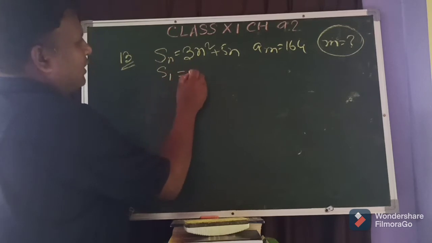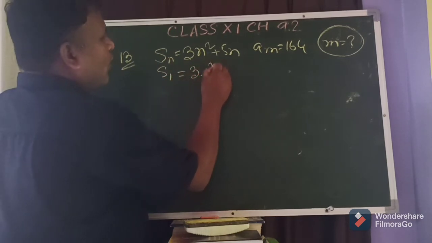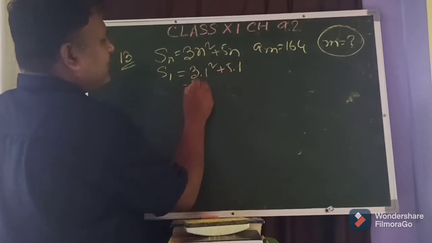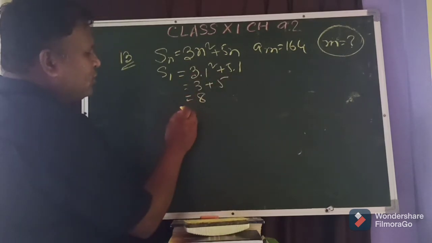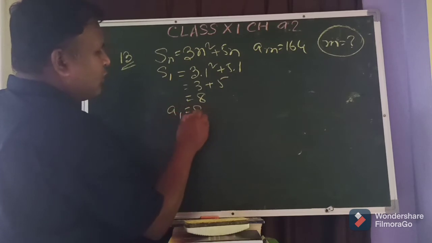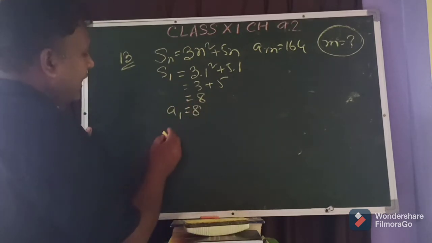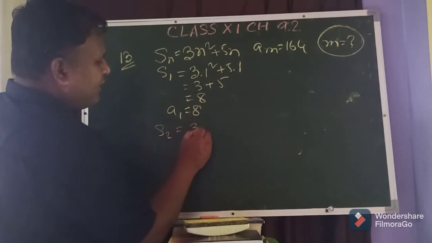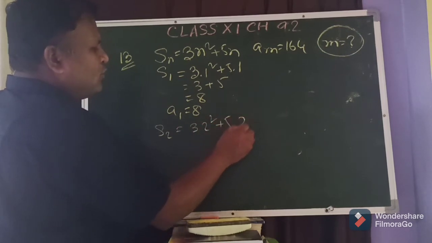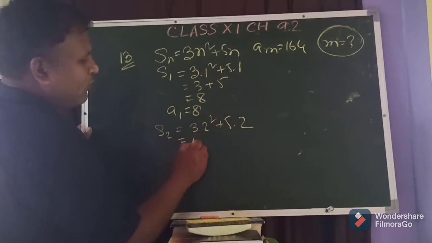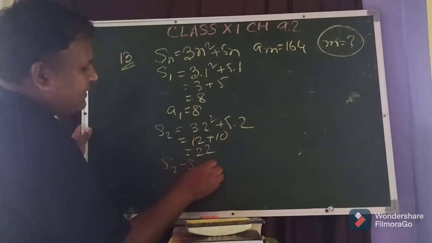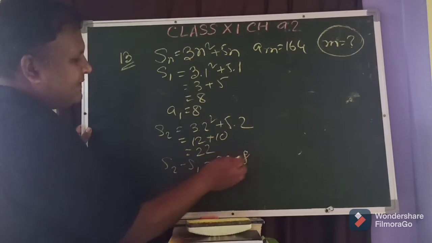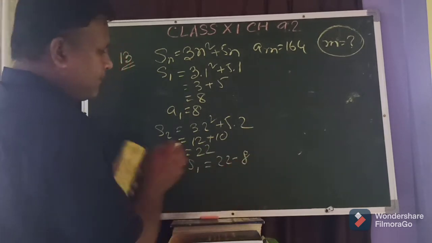This is s1, which is 3 into 1 square plus 5 into 1, that means 3 plus 5 is equal to 8. This is a1 is equal to 8, correct. Then s2 is equal to 3 into 2 square plus 5 into 2, that means 12 plus 10 is equal to 22. Then s2 minus s1 is 22 minus 8.